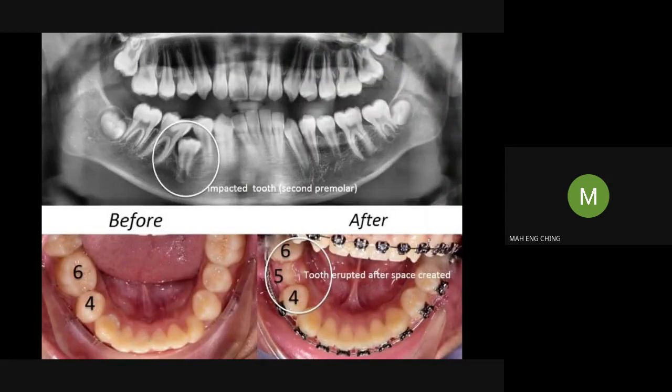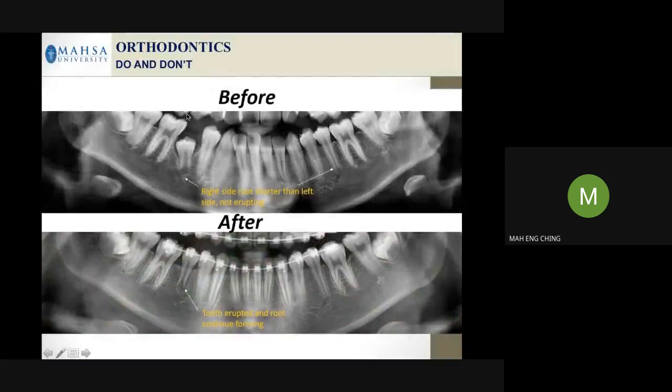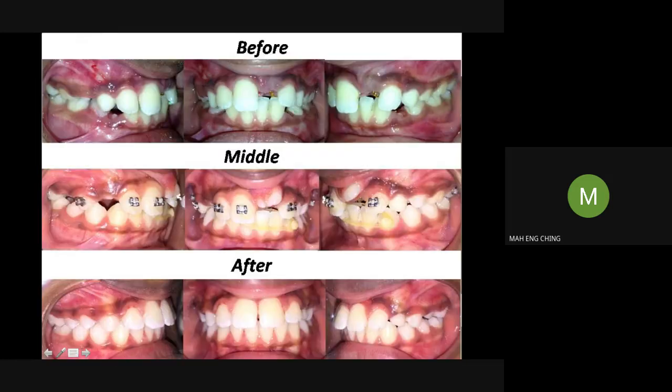Okay. So impacted 2, after you open up the space, you're going to bring it up. So this one, extrusion. Same thing, this one, impacted central incisor, you're going to extrude the incisor.